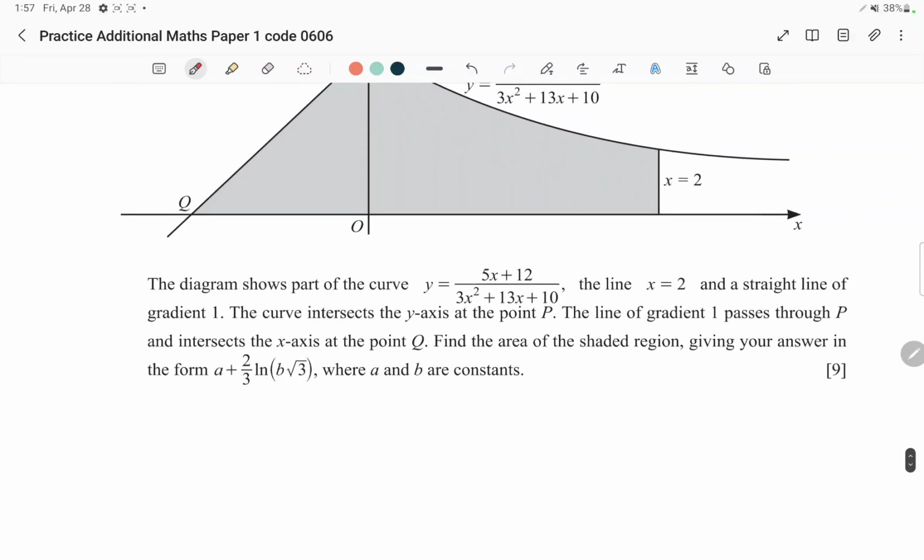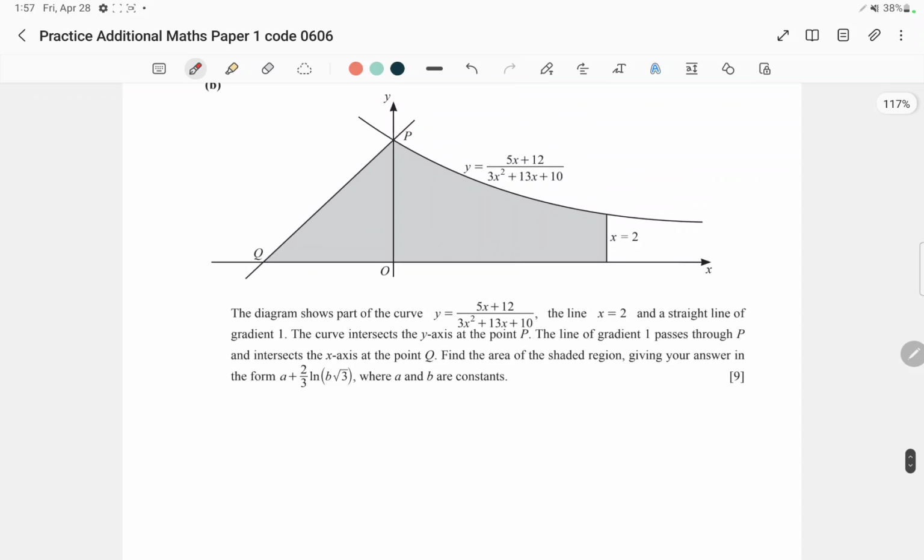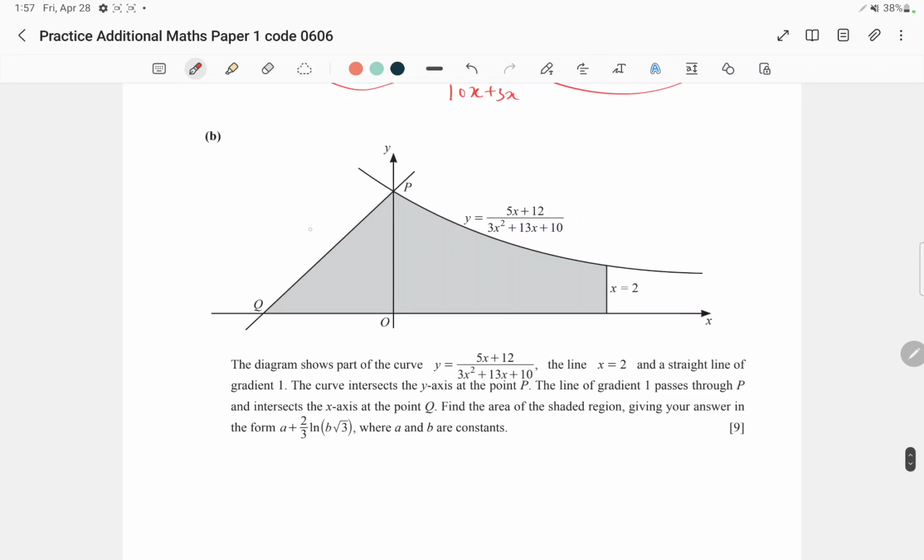Now next question that says the diagram shows the part of the curve, this one, and the line x equals 2, and the straight line has gradient 1. The curve intersects the y-axis at the point P, and the line of gradient 1 also passes through the point P, and intersects the x-axis at the point Q. Find the area of the shaded region, giving your answer in the form a plus 2 over 3 ln b root 3. Okay, that's fine. No problem at all. We can easily give the answer for that.